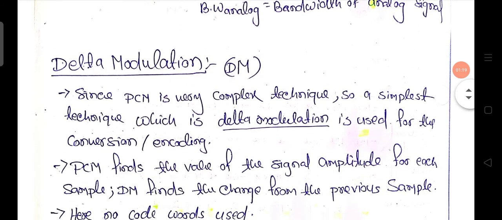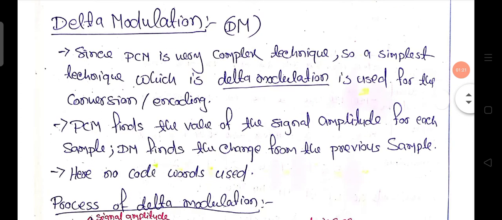Now let us discuss what is delta modulation. Since we have PCM modulation, why do we use delta modulation? There should be some disadvantages of PCM modulation. That's why we use delta modulation.